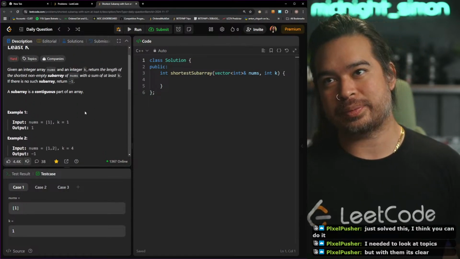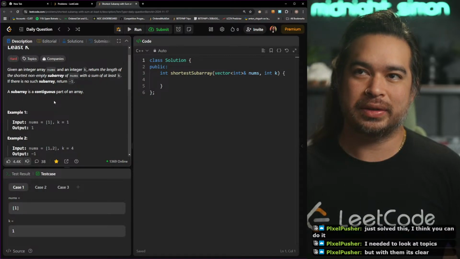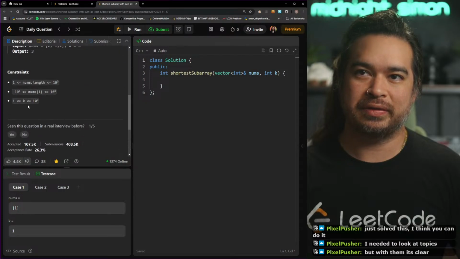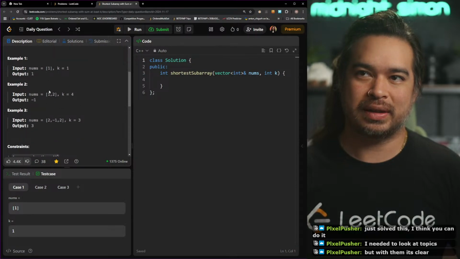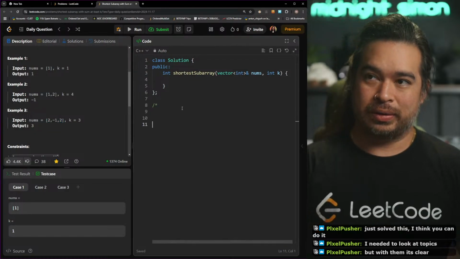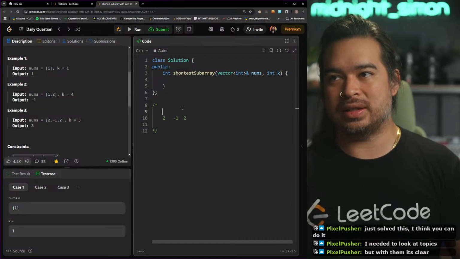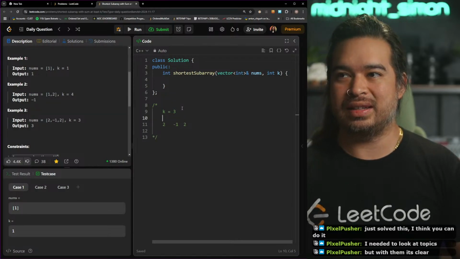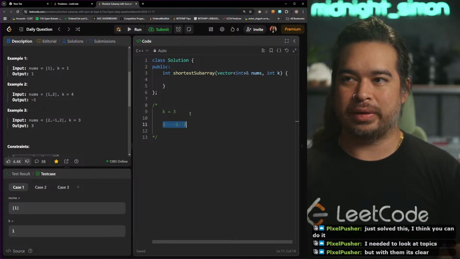So immediately what I was thinking was sliding window, but with negative values of nums. I don't know if sliding window is the answer, but let me just look at some of these examples and see if we can come up with anything. So example 3, they give us 2, -1, and 2, and then they say the shortest thing with sum of at least 3. And the answer is gonna have to be like the whole thing.